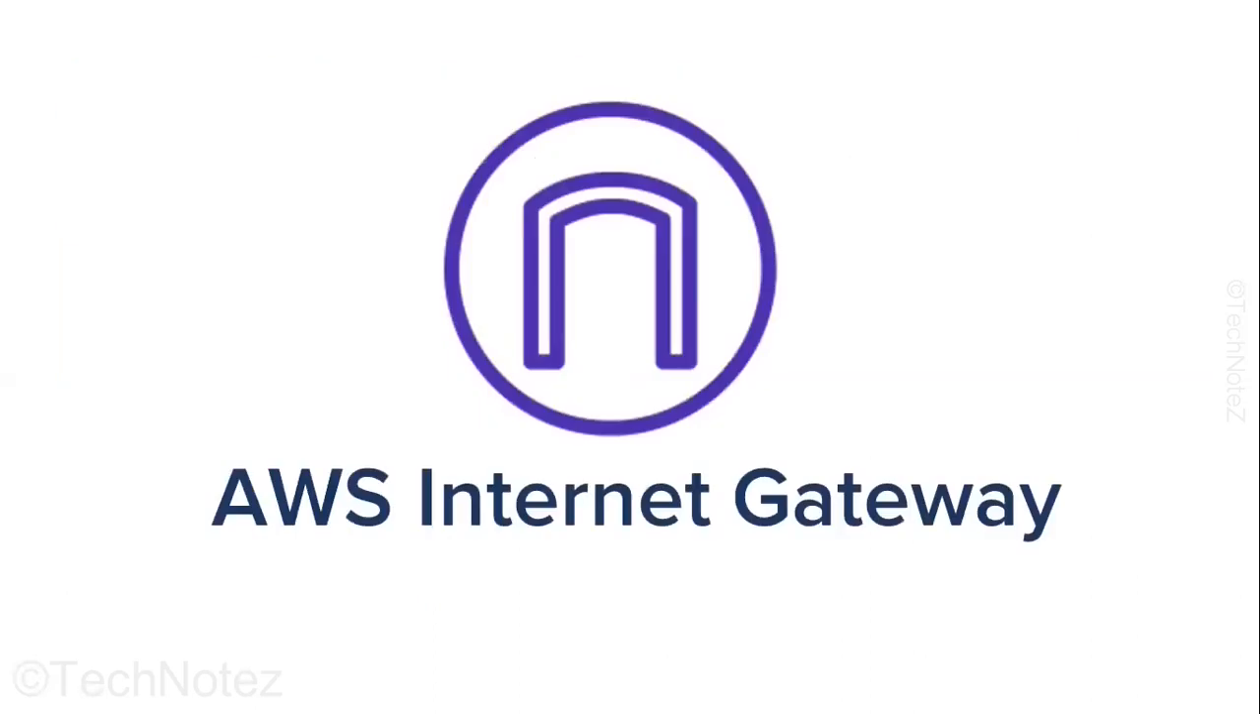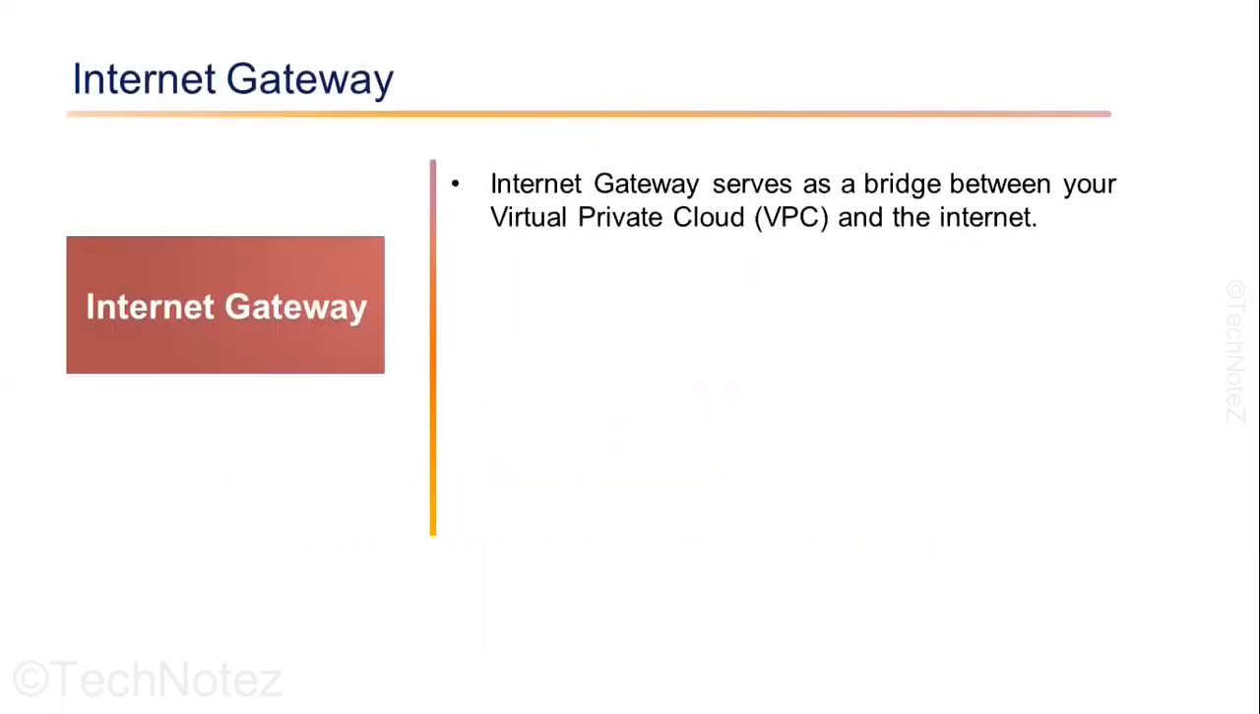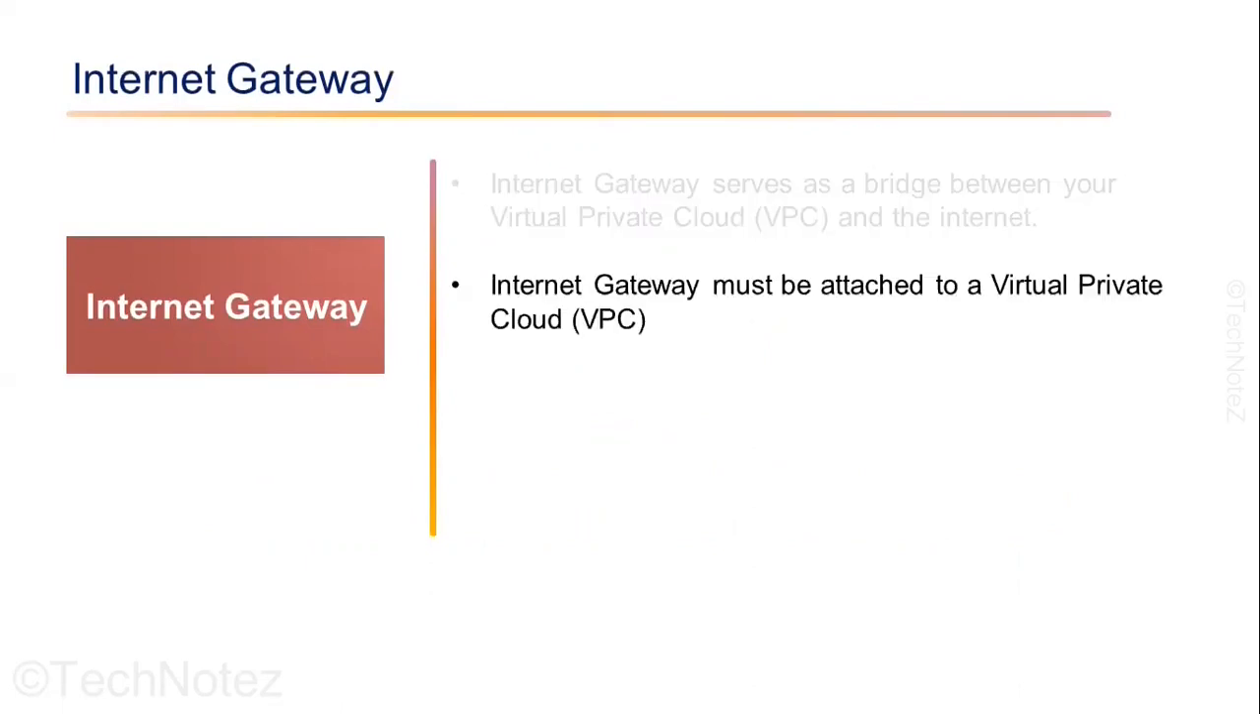Next, let's talk about Internet Gateway. AWS Internet Gateway provides a simple and secure way to allow the communication between instances in your VPC and the Internet. Internet Gateway is a horizontally scalable, redundant, and highly available VPC component. It serves as a bridge between your Amazon VPC and the Internet. It enables the communication between your instances and the Internet. An internet gateway must be attached to a VPC in order to function. A VPC can only have one internet gateway attached at a time.